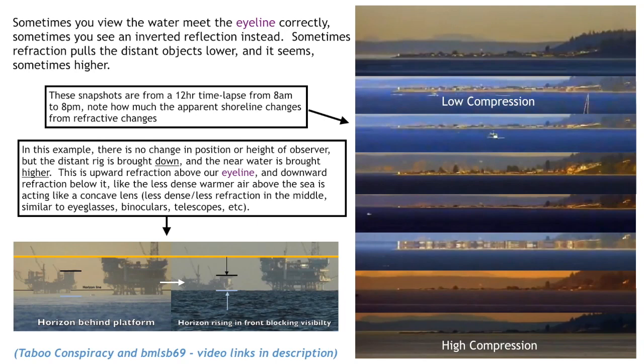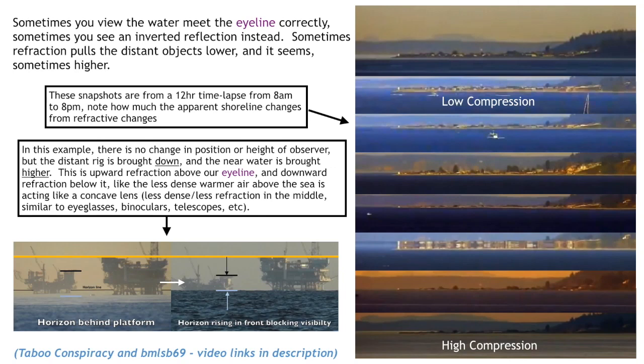You can also see it in this example below. Again, video links in the description. This is of some distant oil rigs. There is no change in position of the height of the observer, but the distant rig is brought down and the near water is brought higher. This is upward refraction above our eye line and downward refraction below it, essentially.